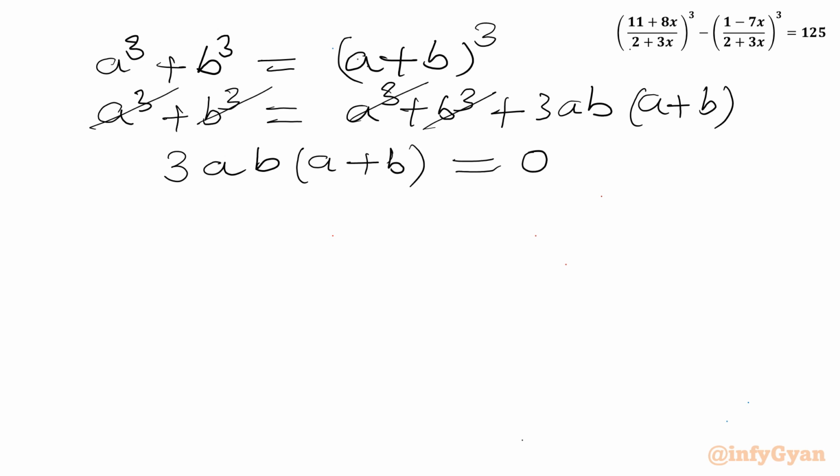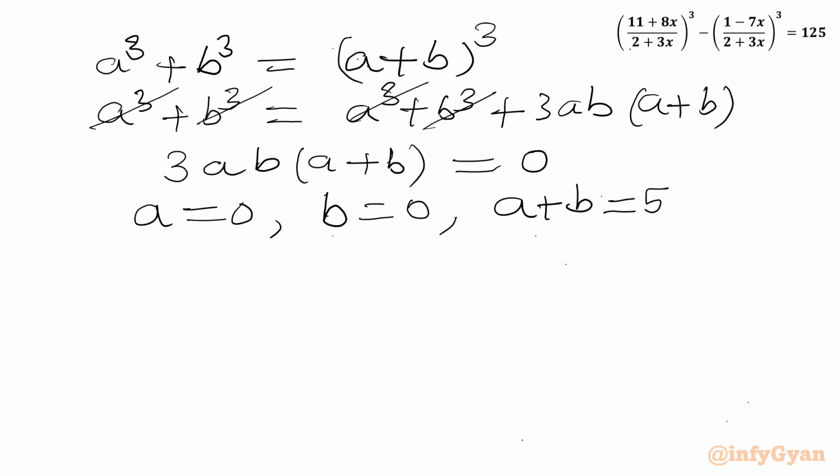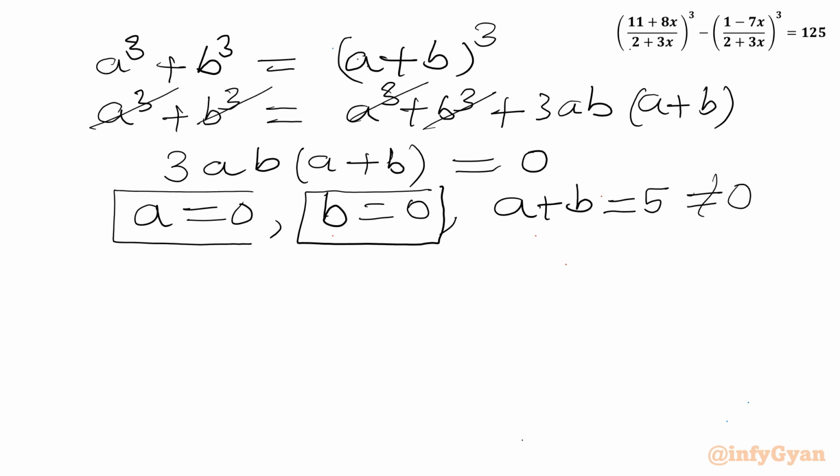So 3 cannot be 0, it is constant. So A equal to 0 or B equal to 0. A plus B is 5, so it cannot be 0. So we have to check these two equations.